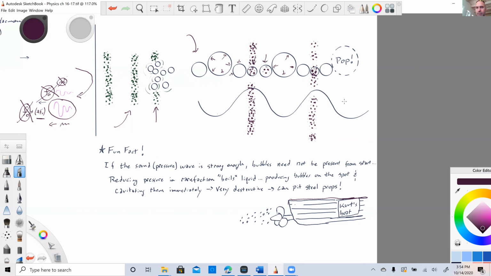And so I drew a little picture up here. The last bubble popped. The rarefaction is the most dangerous part of this wave, not the compression, because the rarefaction pops these bubbles. And when they pop, it's actually on a very tiny scale, but still significant. It's a violent popping of that bubble.